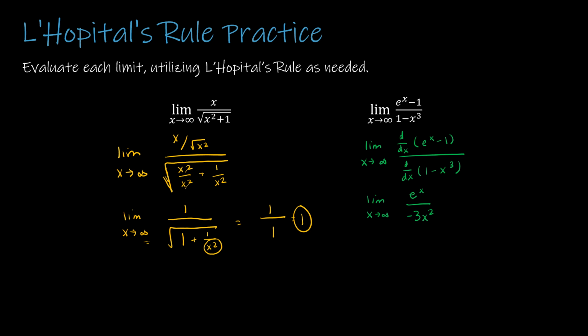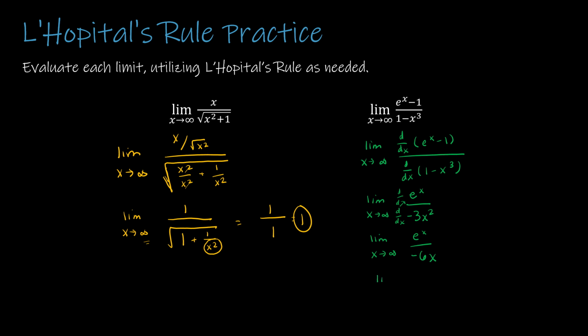So now let's continue. I'm going to go ahead and take the derivative again for the sake of space and time. I'm not going to rewrite the d/dx. I'm just going to cheat and write it like this. So what's the derivative of e to the x? Oh, still e to the x. What's the derivative of negative 3x squared? It's negative 6x.